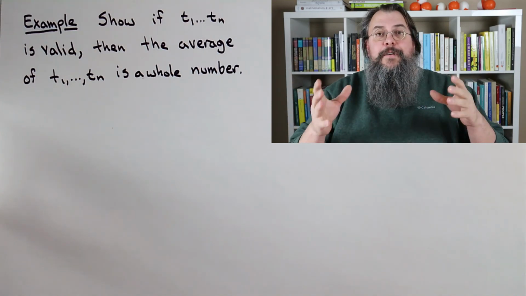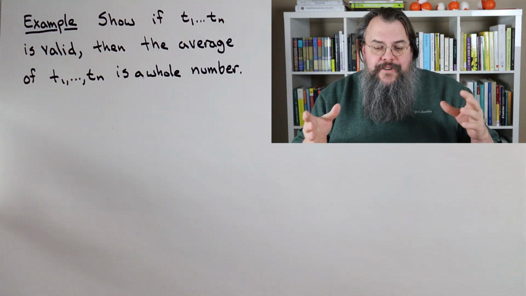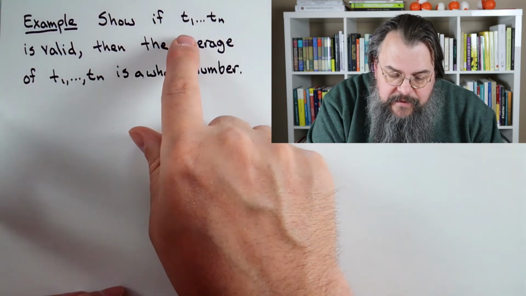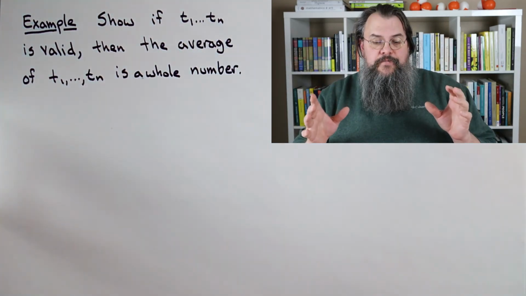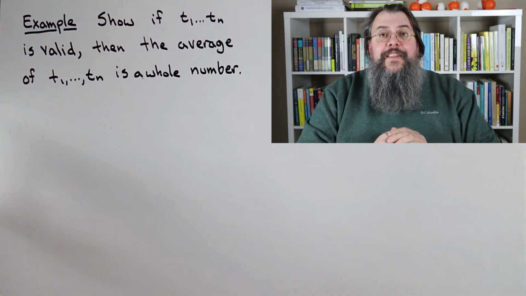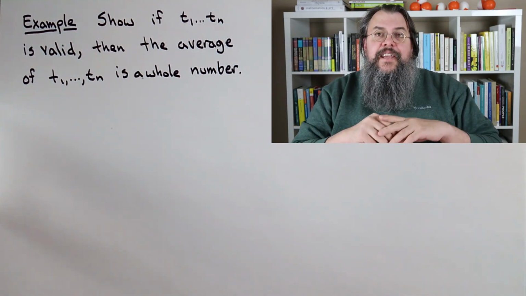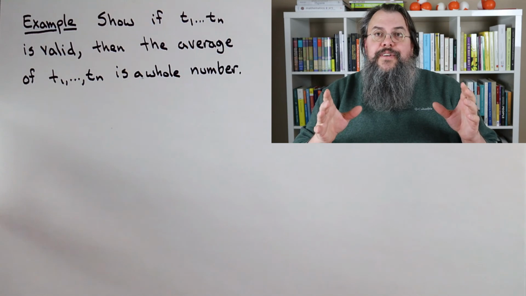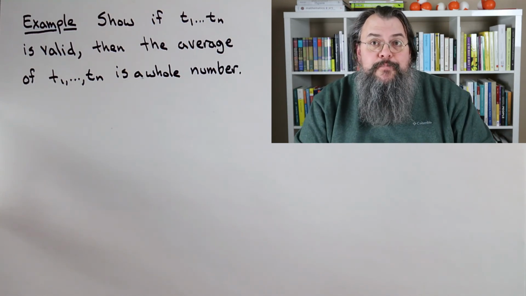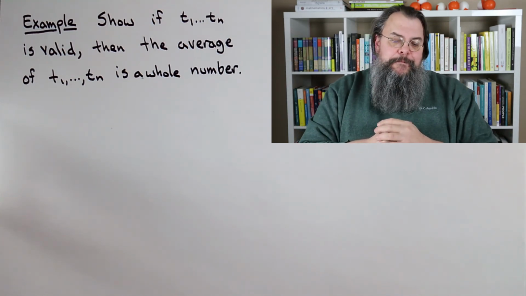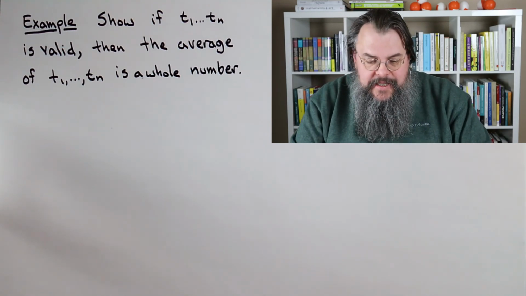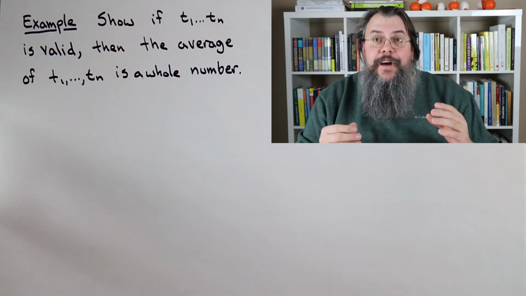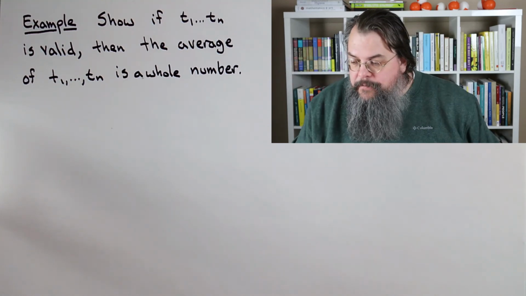Suppose we have something which is a valid pattern. So in other words, this list of numbers, this is a site swap. It can be juggled. We want to show that it must be the case that the average of these throws is a whole number. Okay, wow. So how are we going to do it? Well, let's think about what's going on here and what we can learn.